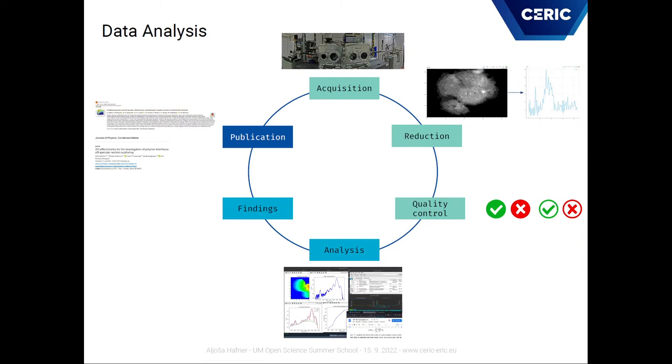So this is the whole circle, right? So from acquisition, we go, what I said before, from these pixels to some curve, data reduction. We do quality control only after that, whether the data is fine, whether not, artifacts. Then we do the data analysis, findings, and finally, if successful, we can do the publication.